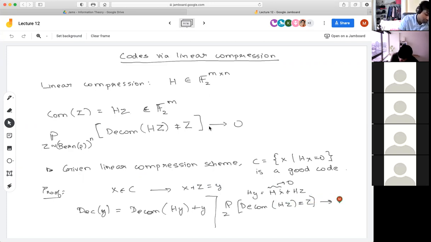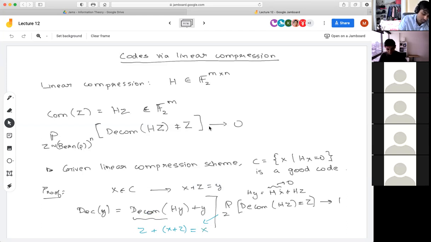And if that is indeed the case, if you succeed in decompressing it correctly, then you will get Z, plus Y, which is actually X plus Z plus Z, and you will recover X.